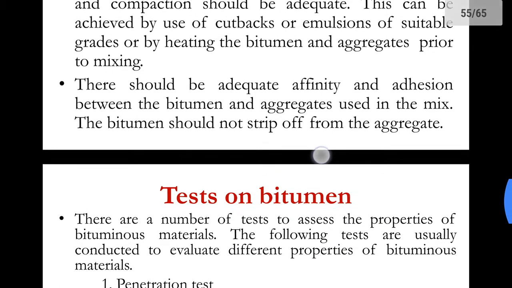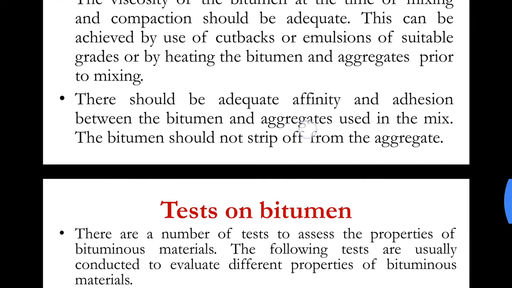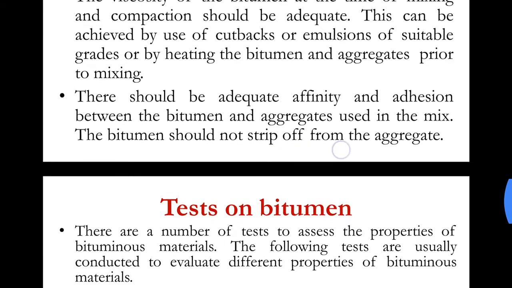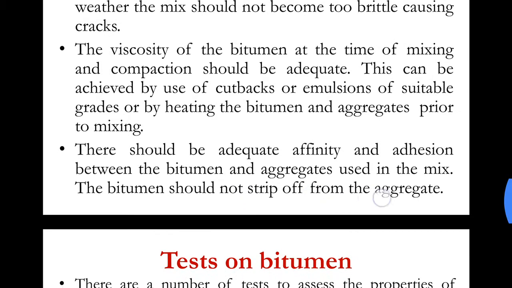Now there should be adequate affinity and adhesion between the bitumen and aggregates used in the mix. The bitumen should not strip off the aggregate. There should be good attractive force or affinity between the bitumen and the aggregates. If there is a good affinity between these two materials, then the bitumen will not strip off the aggregates.